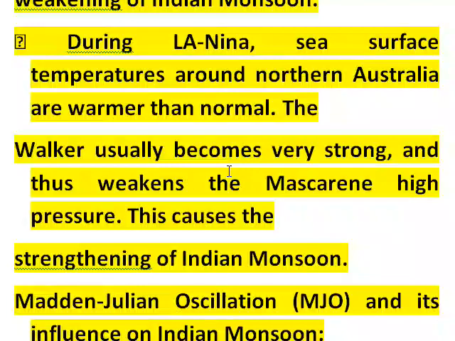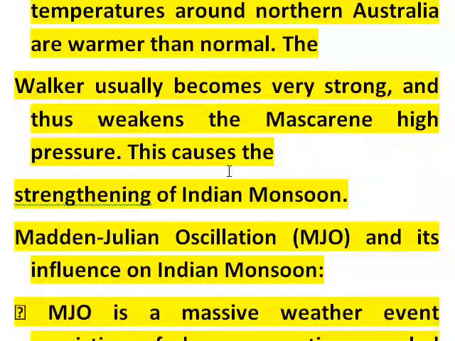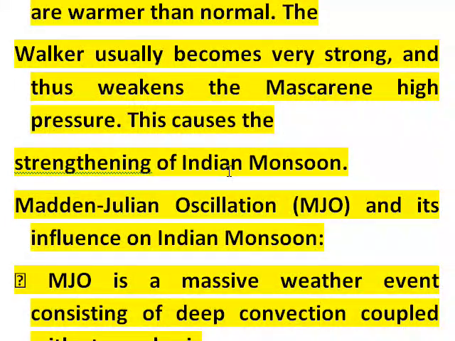During La Nina, surface temperatures around northern Australia are warmer than normal. The Walker cell usually becomes very strong and thus strengthens the Mascarene high pressure. This causes strengthening of the Indian monsoon.